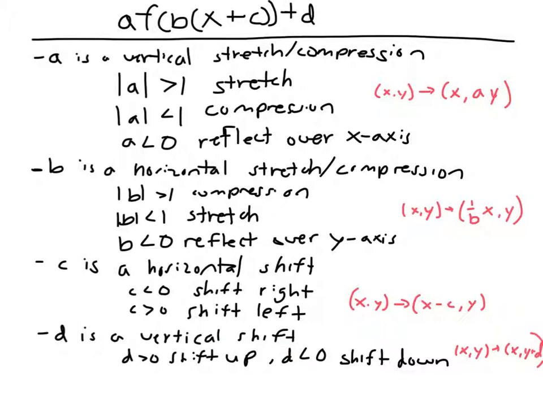D is the vertical shift. So the vertical shift would be, if D is positive, you shift up. If D is negative, you shift down. And you would do the shift on y, so it would be y plus d. Okay, so in the next example, I'm going to talk about how to do multiple transformations in a sequence, and really the sequence follows this as I've written here, A, B, C, D. First you do the transformation for A, then you do it for B, C, and then you do it for D.